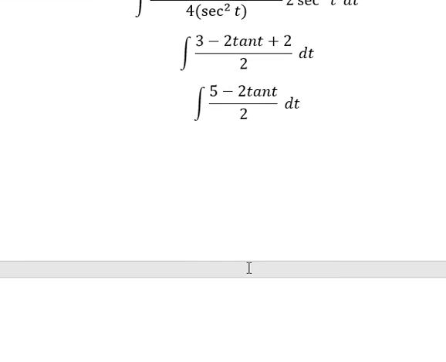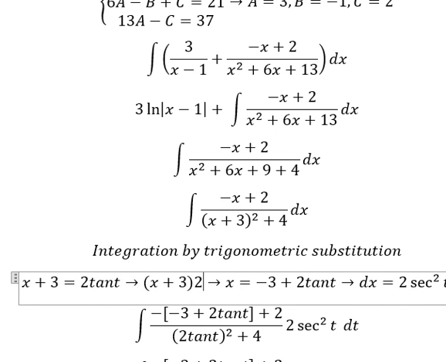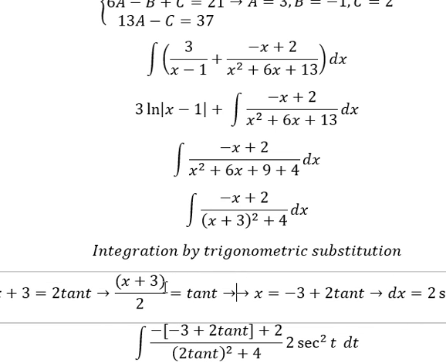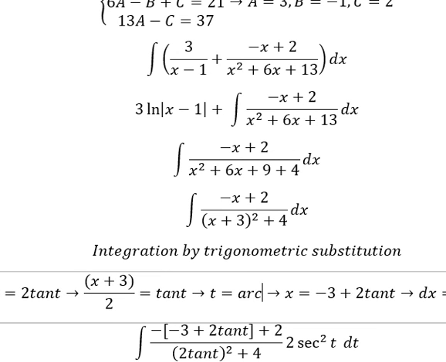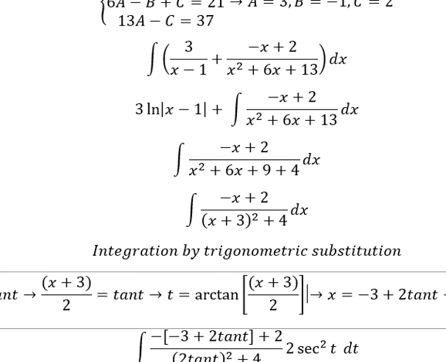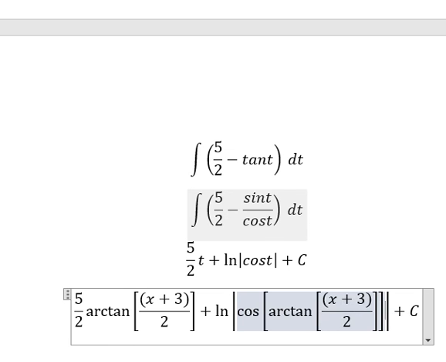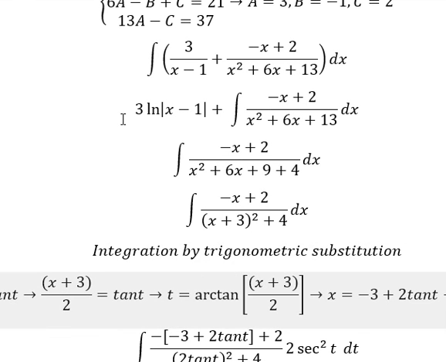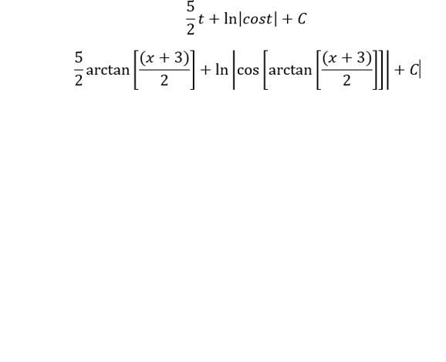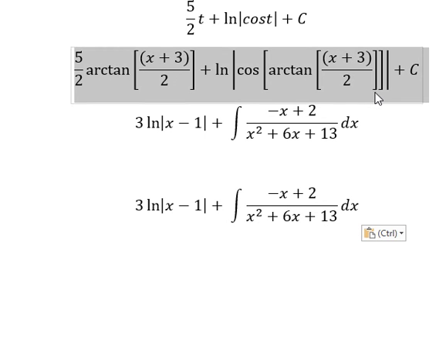For t, we divide both sides by 2. And now we need to find the value of t, that is arctan of this one. So I will put this one to change for t. Now we need to go back in here. So the integration of this one is this one.